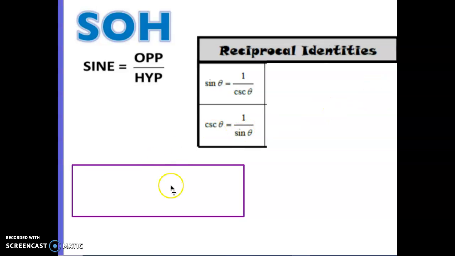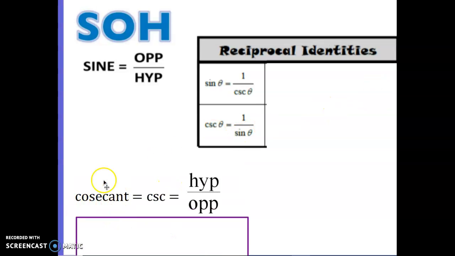So what I want you to write on your paper is cosecant, which is spelled like this and abbreviated like this. And because it's the reciprocal of sine, we basically just take this fraction that we already learned and flip it over. So cosecant is hypotenuse over opposite. Pause the video for just a second and write that on your paper.